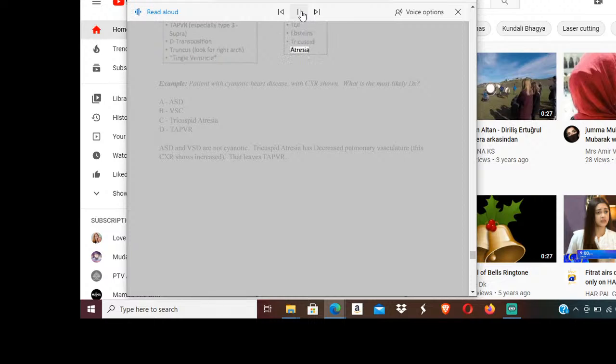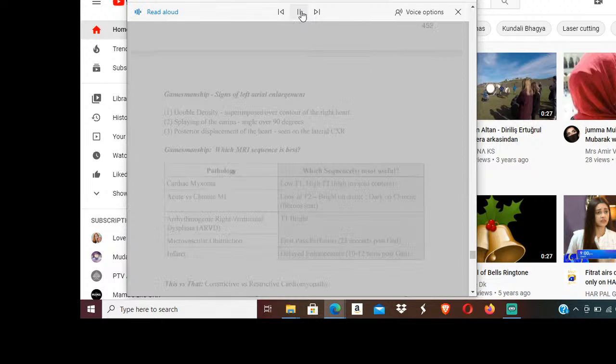TOF, Ebstein's, tricuspid atresia. Example, patient with cyanotic heart disease, with CXR shown. What is the most likely diagnosis? A, ASD; B, VSD; C, tricuspid atresia; D, TAPVR. ASD and VSD are not cyanotic. Tricuspid atresia has decreased pulmonary vasculature, and the CXR shows increased. That leaves TAPVR.